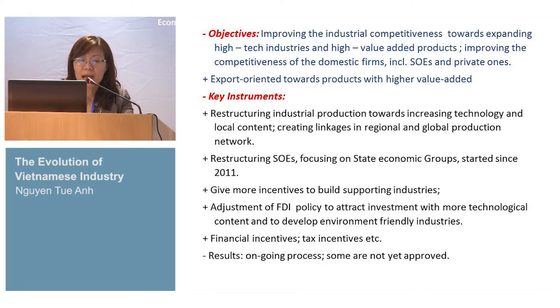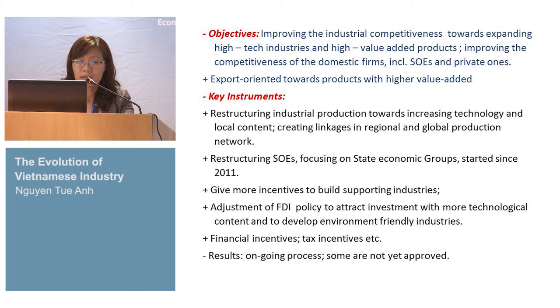I would like to highlight here some key instruments, such as restructuring industrial production toward increasing technology and local content to create linkages with the regional and global production network. Another key instrument is restructuring the SOE sector, focusing first on the state economic groups. That process has been started since 2011. And the government also gives more incentives to build supporting industries and also adjusts foreign direct investment policy to attract foreign investment with more technological content and to develop environment-friendly industries.